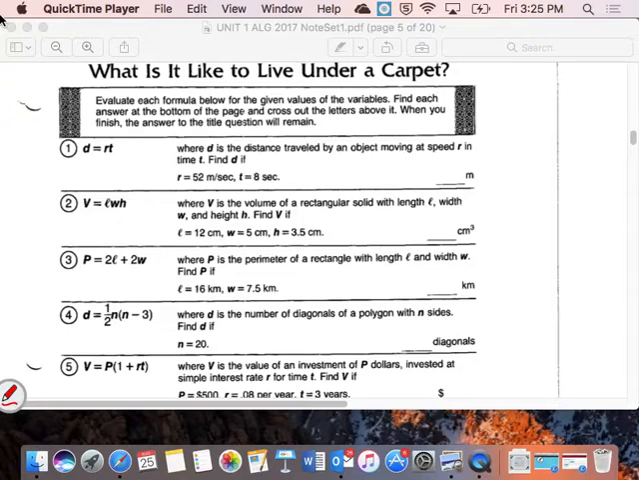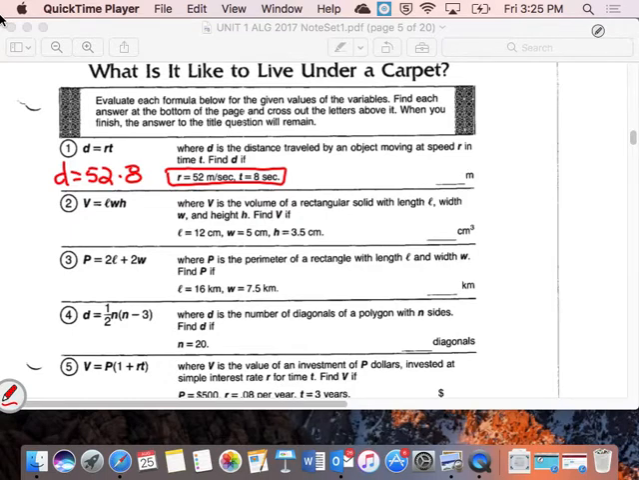So the first formula here calculates distance. Distance is a function of rate times time. So to calculate the distance you would travel at 52 meters per second in 8 seconds, you would simply be substituting these numbers into the formula in place of the variables. And I'll let you figure that out on your own.